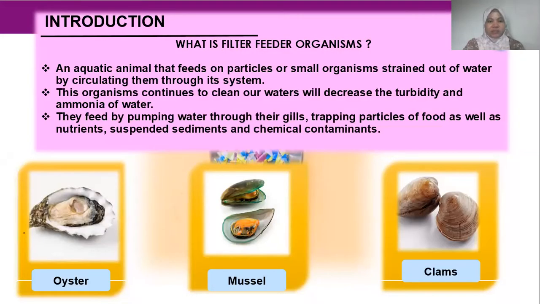A filter feeder organism is an aquatic animal that feeds on particles or small organisms strained out of water by circulating them through its system. This organism continues to clean our water, which decreases the turbidity and ammonia of water. They feed by pumping water through their gills, trapping particles of food as well as nutrients, suspended sediment and chemical contaminants. So these are examples of filter feeder organisms: oyster, mussel, and clams.